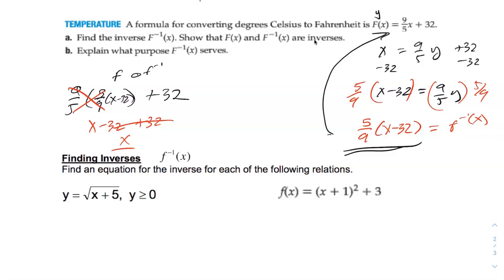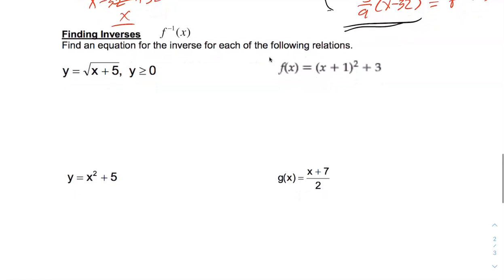What purpose does f inverse of x serve? Well, that gives you Celsius. So the formula for converting degrees Celsius to Fahrenheit, f inverse will be the opposite: it converts Fahrenheit to Celsius. So it does the opposite. Instead of converting Celsius to Fahrenheit, it converts Fahrenheit to Celsius. And the last thing, let's find some inverses of these guys.